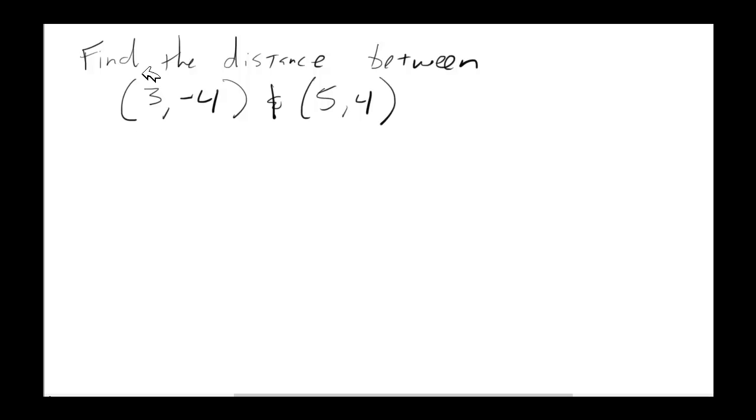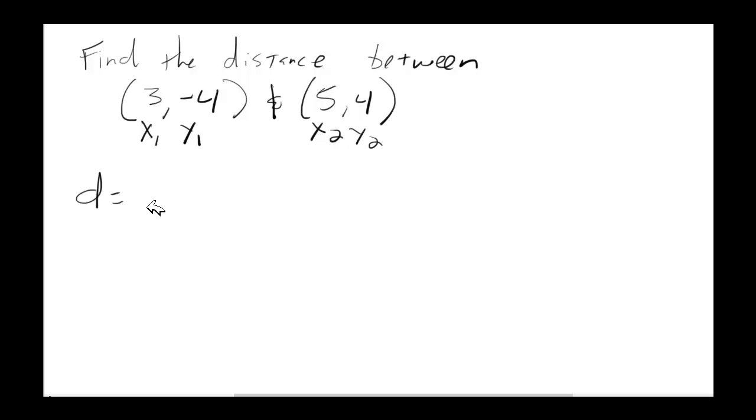Okay, find the distance between the point 3 comma minus 4, and the point 5 comma 4. It doesn't matter which one you call the first point and which one you call the second, but you have to be consistent. Whichever one you call the first point has to be x1 and y1, and whichever one you call the second point has to be x2 and y2. I always just work left to right, so this is x1, this is y1, this is x2, and this is y2.